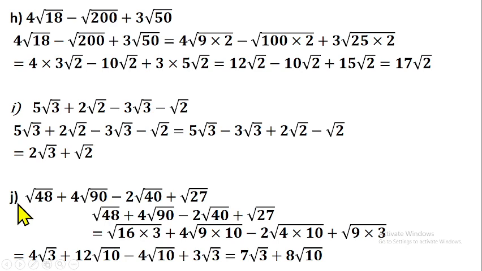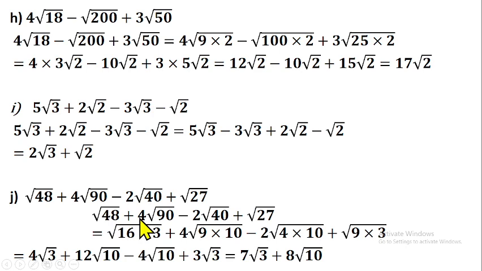Let's look at the last question here. You're having √48 + 4√90 - 2√40 + √27. Can we add and subtract all these surds? No, it's not possible right now. But we can see that this √48, √90, √40, √27, they are not yet simplified to the simplest form. It means that we can simplify each one of them further before we now do addition and subtraction. Do we understand that now? Good. If you understand, let's do that.